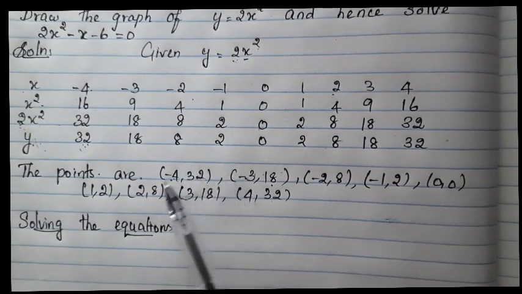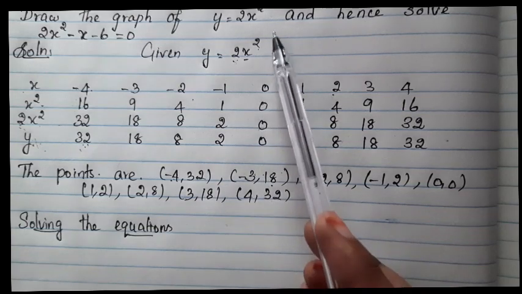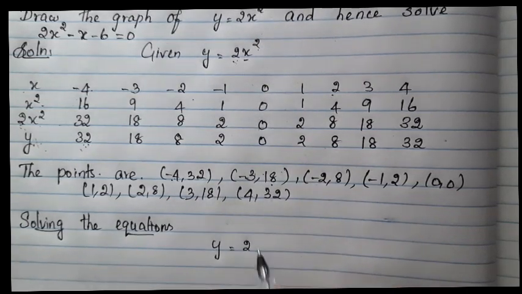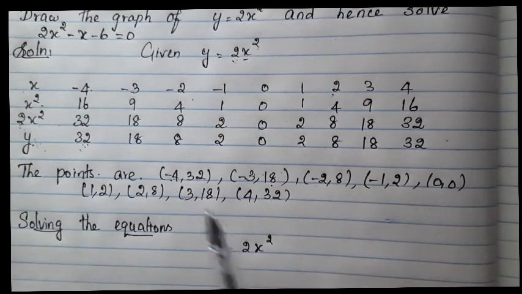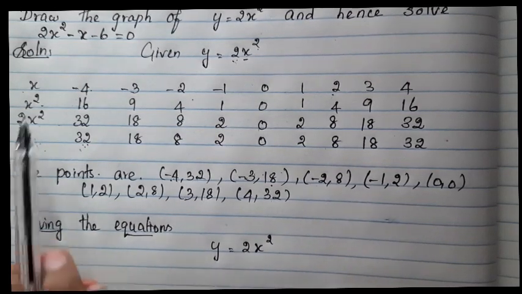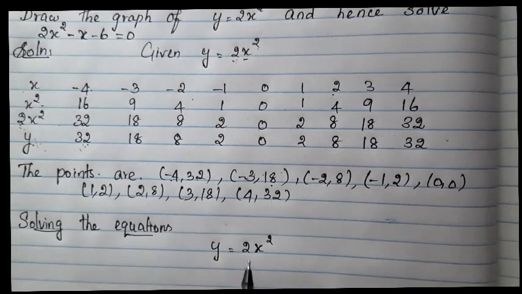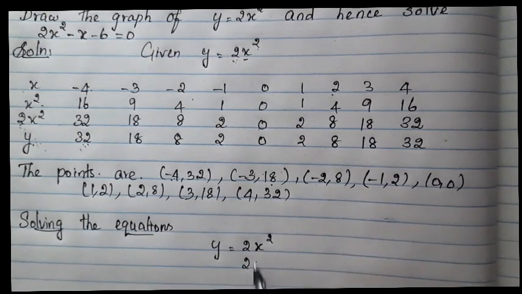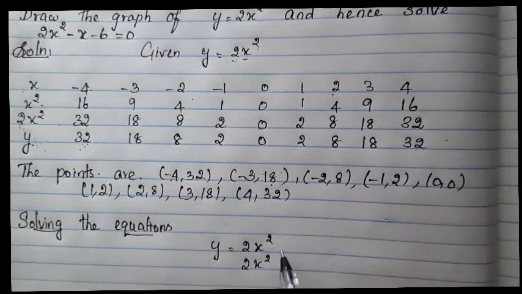Next step is solving the equations. Two equations are given. We have to solve it. I'll write the first equation, that is y equal to 2x square. The next equation, how to write it, listen. X square, the corresponding x square value you have to write near it. So x square. Then the x value near to the x value.